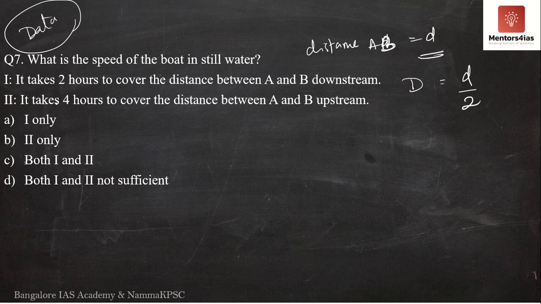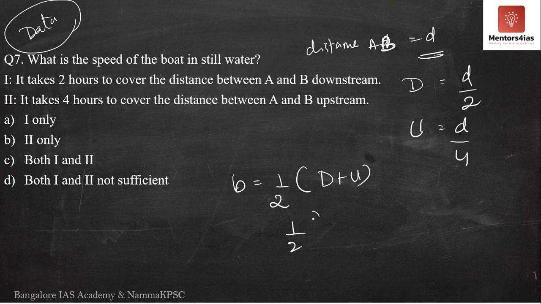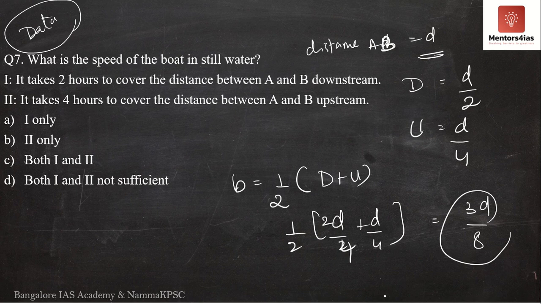Second statement, it takes 4 hours to cover the distance between A and B upstream. So then I should be able to write D divided by 4. What is the speed of the boat in still water? Now that is B is equal to 2 into D plus U, or half into D by 2 plus D by 4, which is nothing but 3D by 8. Therefore the speed of the boat is 3D by 8. But D's value is not given.